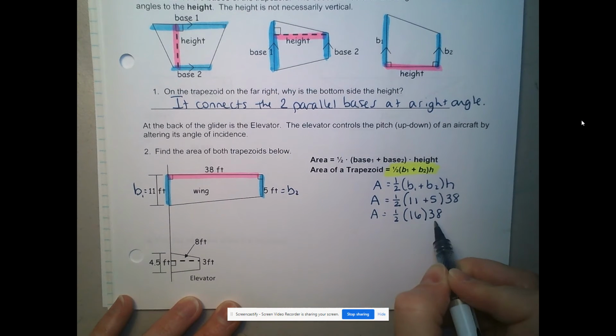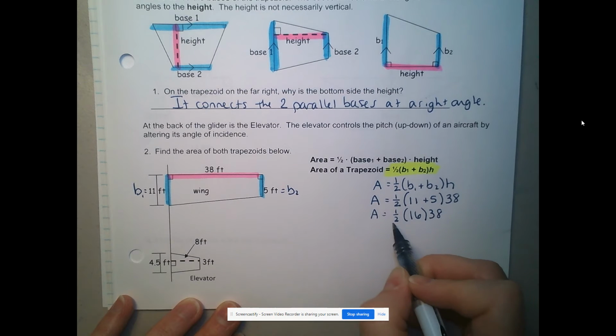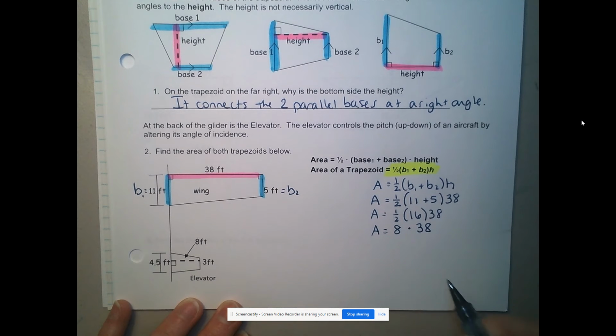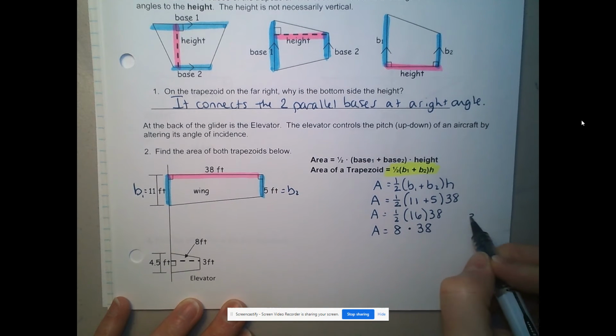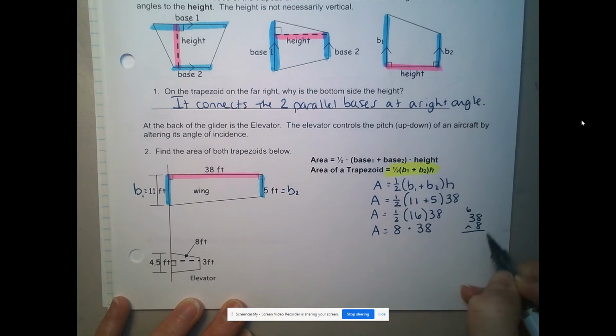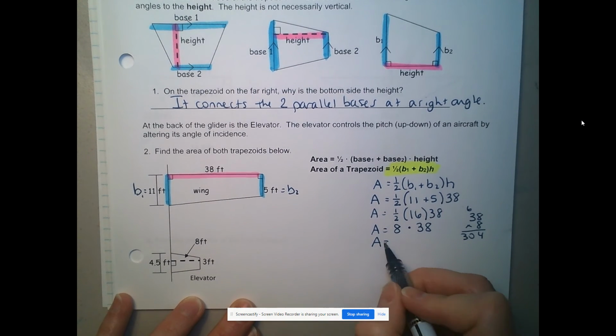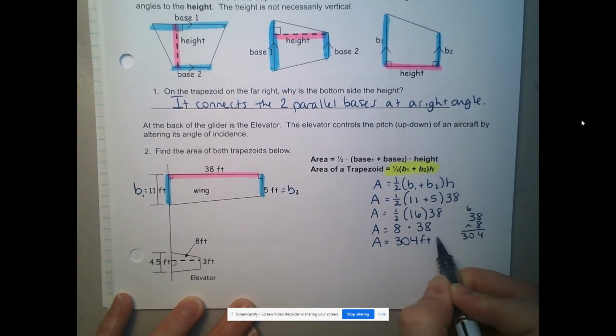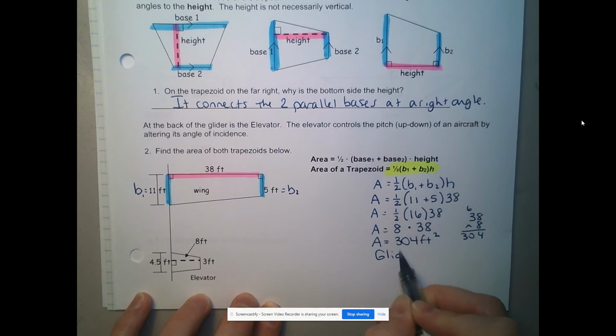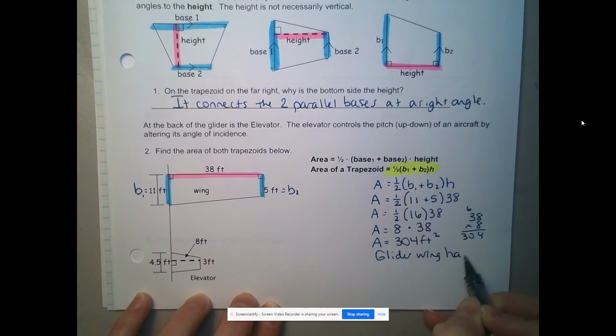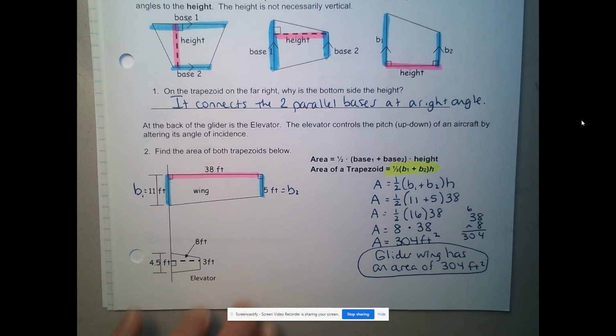Now this is just a series of multiplication. You can do it in any order you want. I would do the 1/2 times 16 just because I know off the top of my head that that's 8. And it still needs to be multiplied by the 38 because I have not done that yet. So 38 times 8, 24, 25, 26, 27, 28, 29, 30. So it's 304. So the area of the glider wing is 304 feet squared. So the glider wing has an area of 304 feet squared. Area, remember, is units squared.